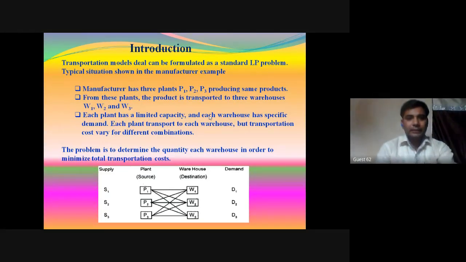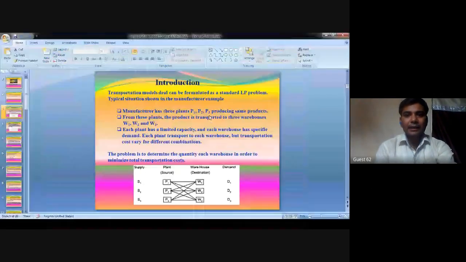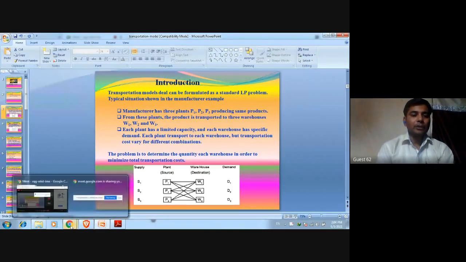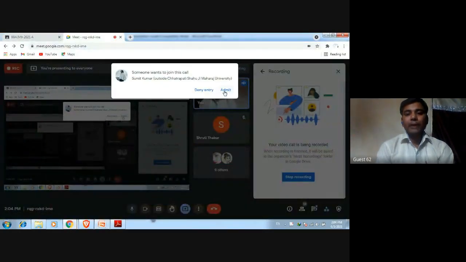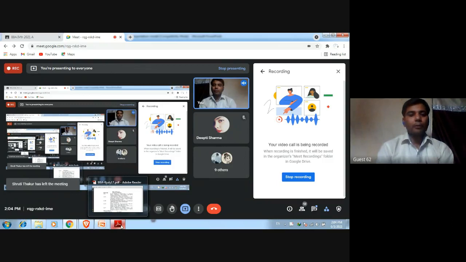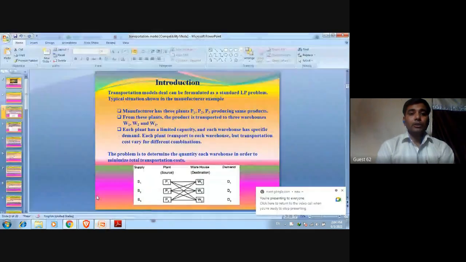Transportation models can be formulated as a standard LPP problem. Typical solution shown in the manufacturer example. Actually, transportation is mostly used in the manufacturing industry, where we have to send our products or items to the market or to the dealer or warehouses. So if we have some factories or plants from where we have to send our product or items, this transportation method is used to minimize our transportation cost.